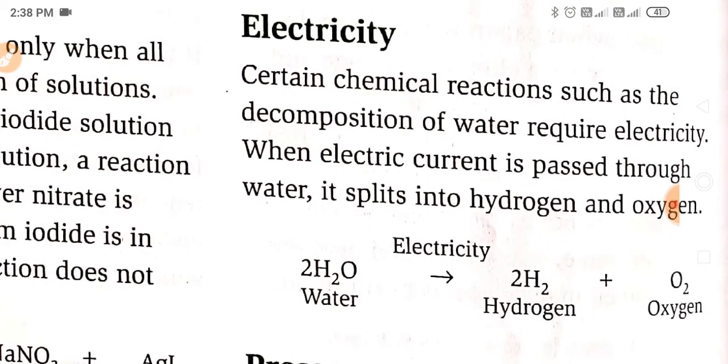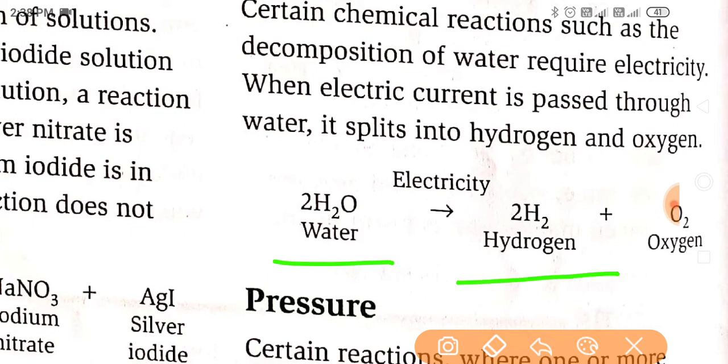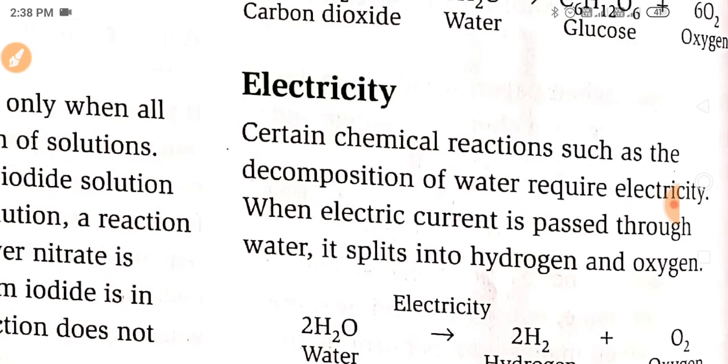Electricity. Certain chemical reactions such as decomposition of water require electricity. When electric current is passed through water, it splits into hydrogen and oxygen. Okay, so for the decomposition of water, we need electricity. So it forms hydrogen and oxygen gas separately. So electricity is also, you can say, a certain chemical condition.